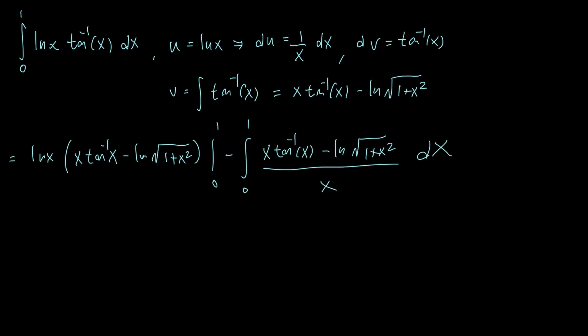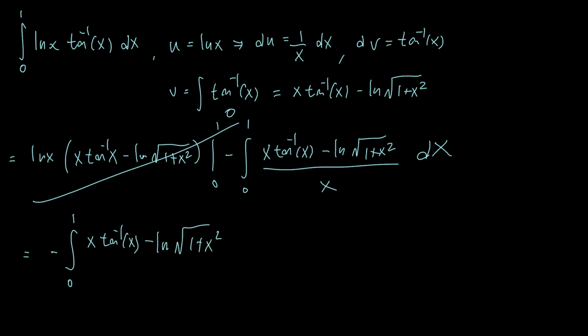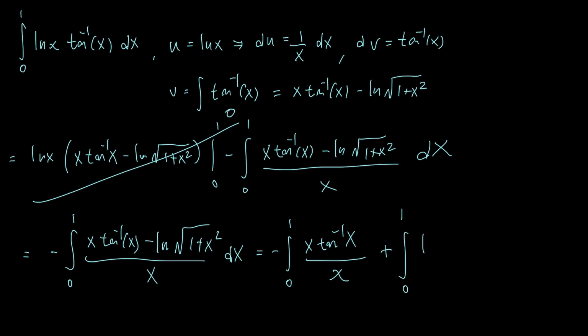And as x approaches 0 and x approaches 1, this entire thing goes to 0. We're left with negative the integral from 0 to 1 of x inverse tangent of x minus the natural log of the square root of 1 plus x squared, over x dx. We could separate the x, and we have negative the integral from 0 to 1 of x inverse tangent of x over x plus the integral from 0 to 1 of the natural log of the square root of 1 plus x squared divided by x dx.